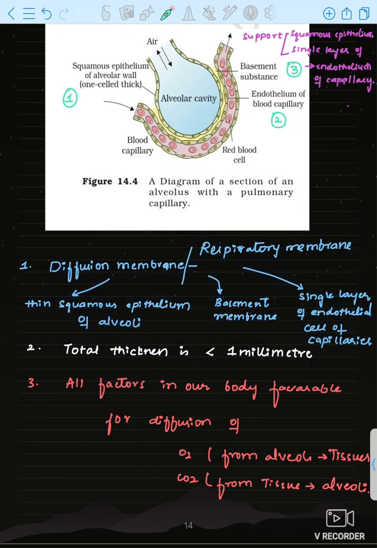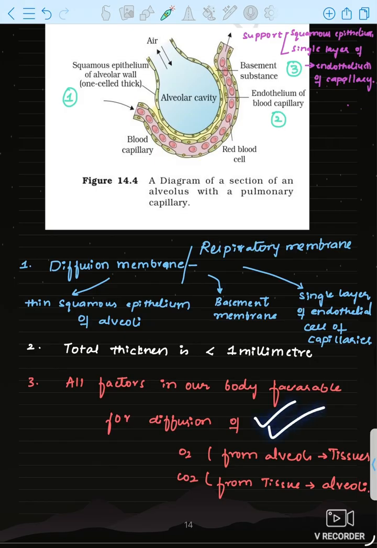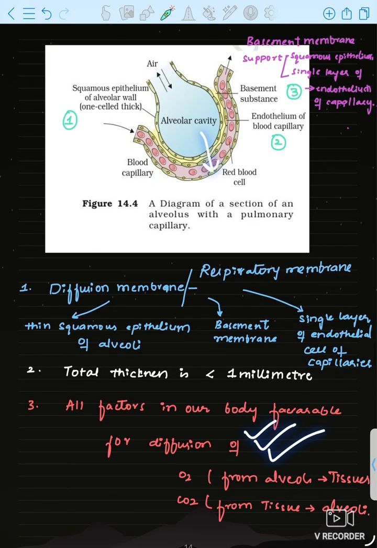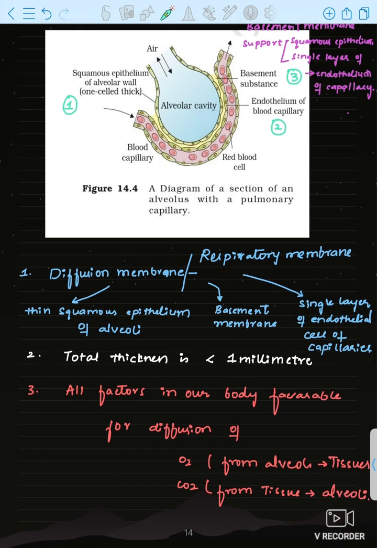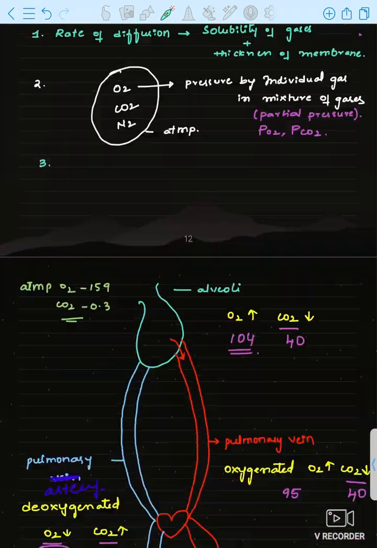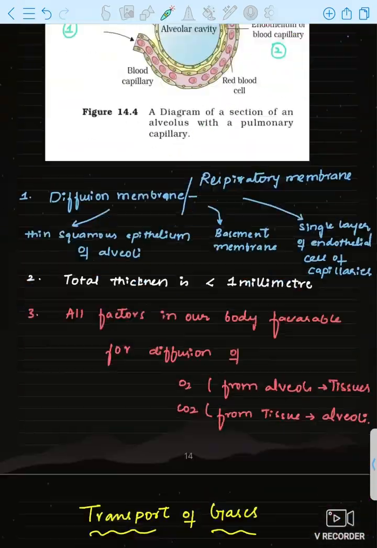Now see, whatever the factors in our body are, they are favorable for diffusion. The diffusion process will occur nicely because the factors in our body favor it. Tell me once again, O2 goes from where? Alveoli to blood and blood to tissues. CO2 from tissues to blood and blood to alveoli. Okay, this is about the exchange of gases.